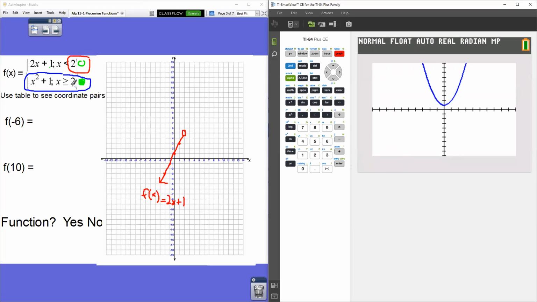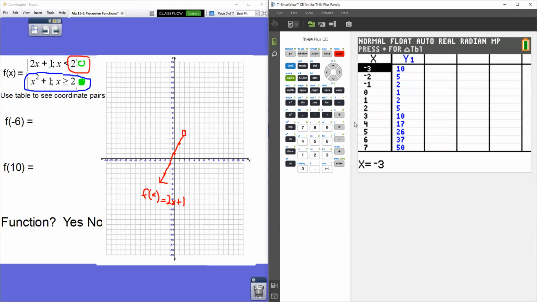But remember, we only want terms that are 2 or bigger. So I need to go back to my table. When I go back to my table, I need terms that are 2 or bigger. So I'm just going to ignore all these ones at the top. I'm going to go right to 2. 2 is 5, over to 2, up to 5.